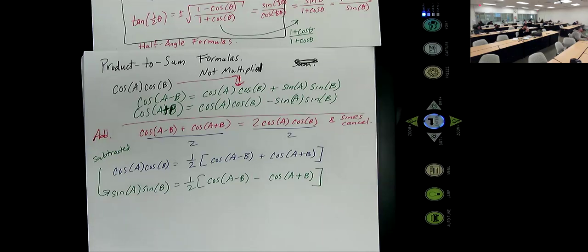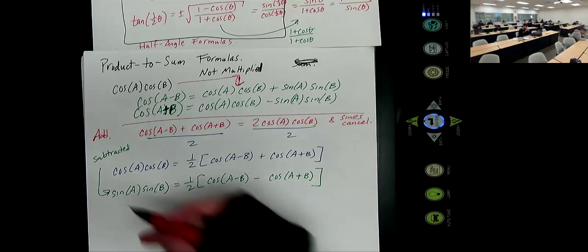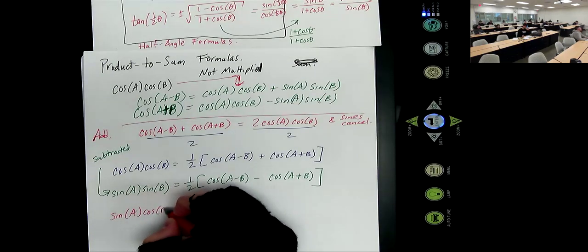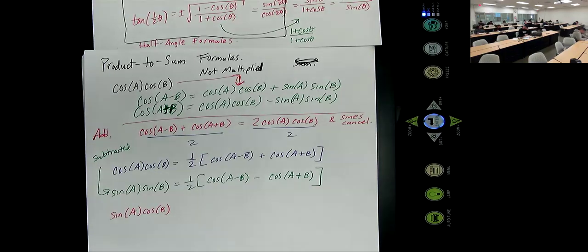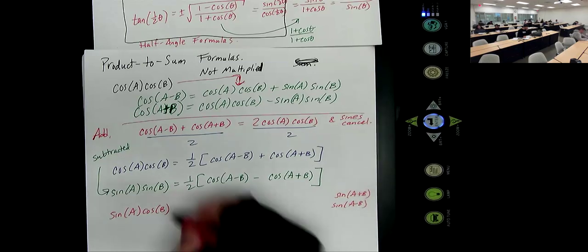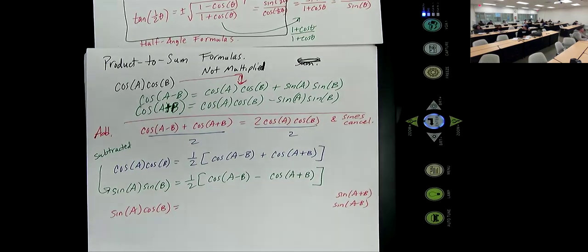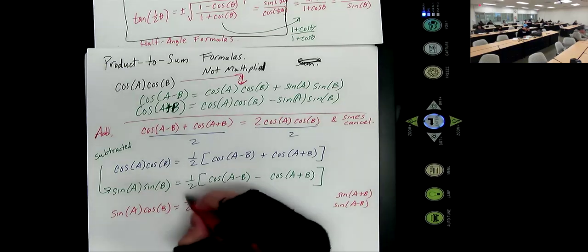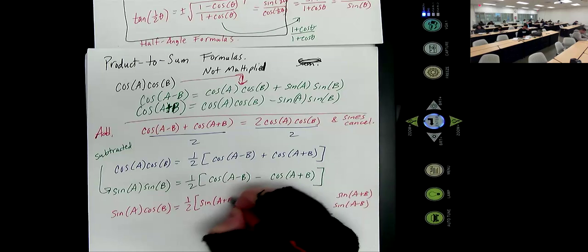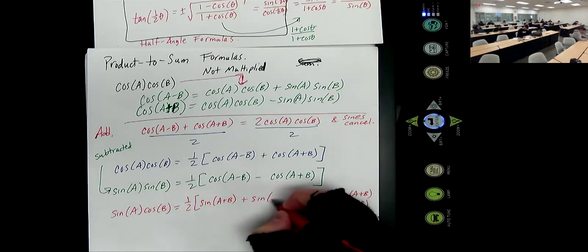Now, if you want mixed terms where one's a sine and one's a cosine, like sine A cosine B, you do the same thing, but with the sine of A plus B and sine of A minus B. If you manipulate those, you're gonna get 1/2 of sine of A plus B plus sine of A minus B.